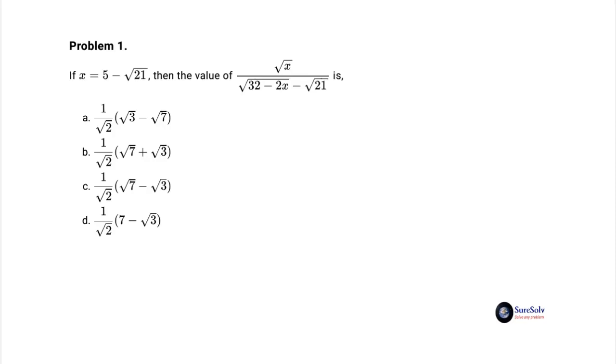Question 1 is, if x equal to 5 minus root 21, then the value of root x divided by root of 32 minus 2x minus root 21 is option A 1 by root 2 times root 3 minus root 7, option B 1 by root 2 times root 7 plus root 3, option C 1 by root 2 times root 7 minus root 3, and option D 1 by root 2 times 7 minus root 3.